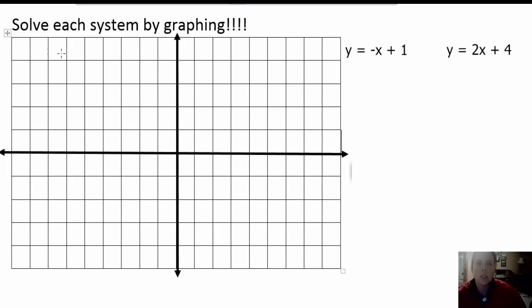Okay, so let's do a few examples. So solve each system by graphing. Okay, you'll learn in Algebra 1 and Algebra 2 different ways to solve systems, but in pre-algebra we're just graphing.